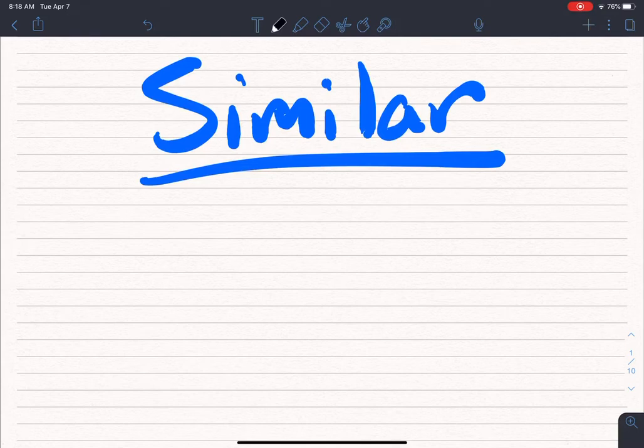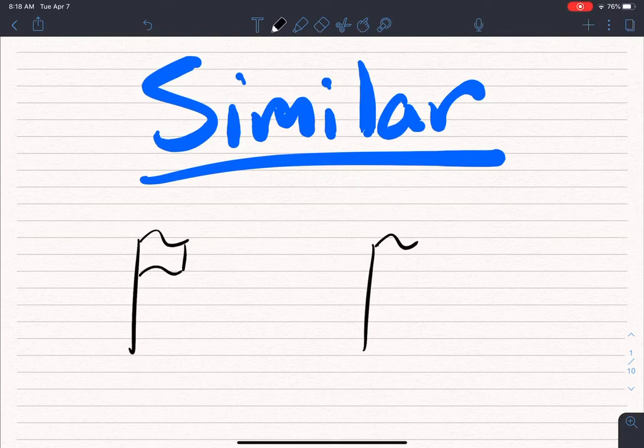Like if I said, well, here, let me go ahead and draw something. Here's a flag, I'm going to draw a flag. Oh, my flag got weird. Okay, hang on. So let me draw a flag. And then I'm going to try to draw another flag, and I'm going to try to make it look just like that.